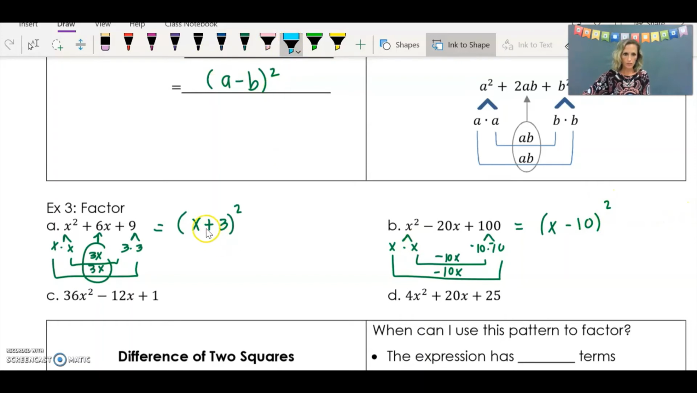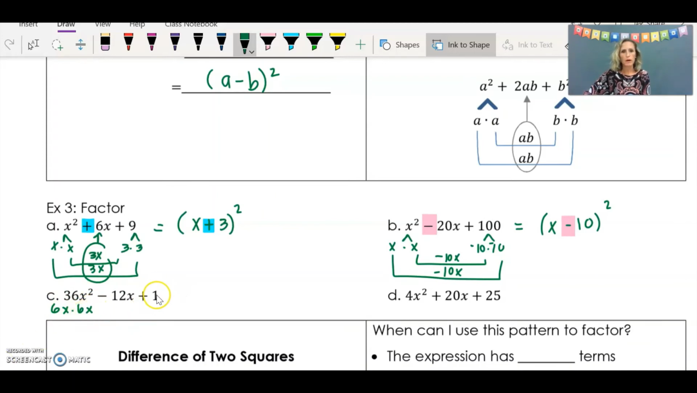Ultimately, the sign in your parentheses will match the sign of the linear term. So here we had positive and here we had negative. Let's try C. 36x squared, that's a little bit different. We haven't had one with a leading coefficient other than 1 yet. But how could I split 36x squared into two matching factors? 36 is a perfect square number. So if I wanted to split 36 into two matching factors, that would be 6x times 6x.